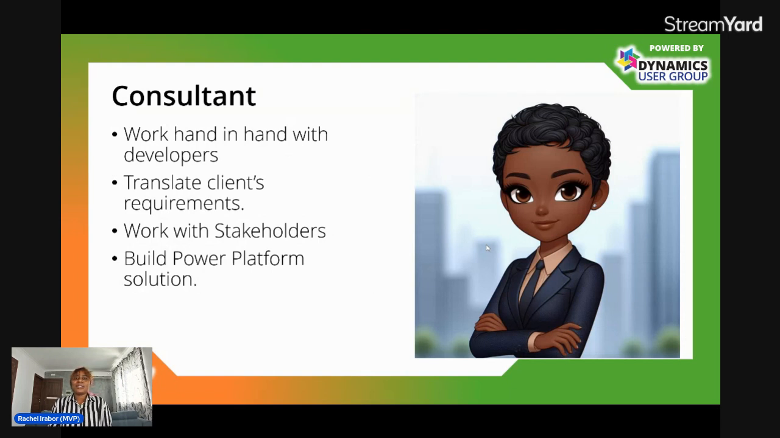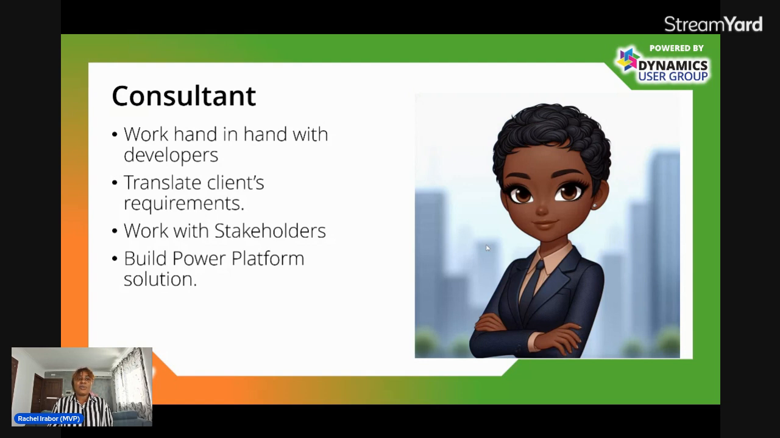And then a consultant. What is the role of a consultant? The role of a consultant is very important, and they play a very crucial role alongside the developer in a project. One of the things they do is work hand in hand with developers. How do they do that? They help with translating the client's requirements. They help with so many things in the project.